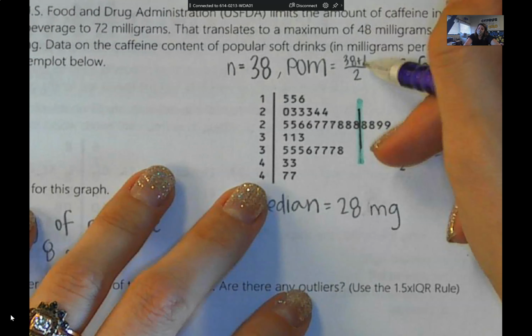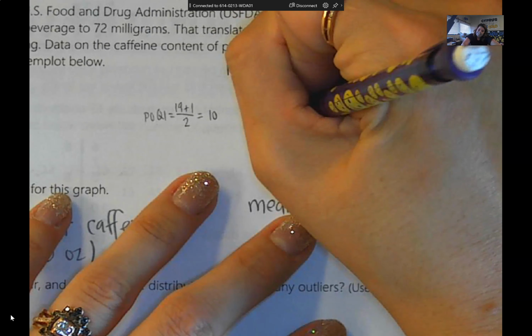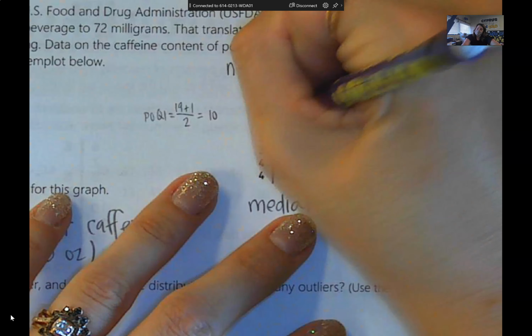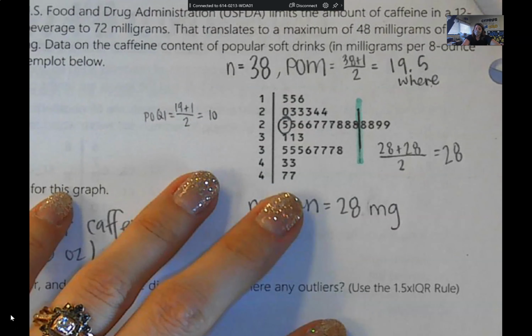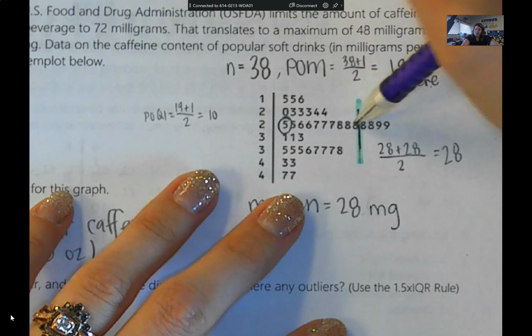I'm not going to label this because it's not the position of the median, it's the position of Q1. So I guess we could label it that if we really wanted to. Now all we have to do is count 1, 2, 3, 4, 5, 6, 7, 8, 9, 10. It is the first 5 on the 2 stem, the upper 2. Now I'm going to verify that I did that right. To the left, there are 1, 2, 3, 4, 5, 6, 7, 8, 9 observations, and to the right, there are 1, 2, 3, 4, 5, 6, 7, 8, 9.